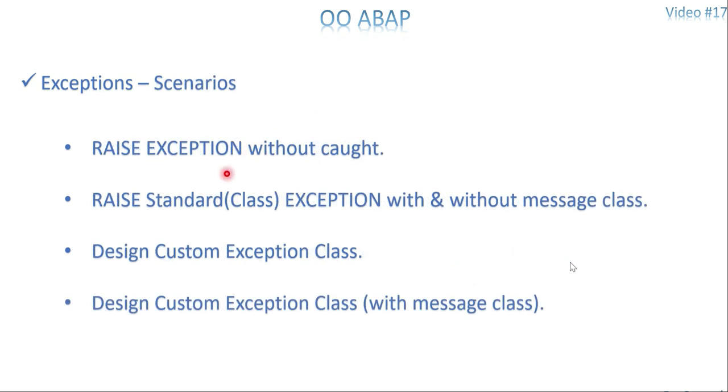And the scenarios I'm going to explain in this session: I'm going to raise an exception without a catch, obviously it's going to shut down. And I'm going to raise a standard class exception with and without message classes. Without a message class means I'm going to generate my own message, and with a message class I'm going to receive whatever the proper message is maintained in that standard exception class. Then design my own exception class, and the same thing, a custom exception class with or without message classes. So these are the scenarios I'm going to cover today.